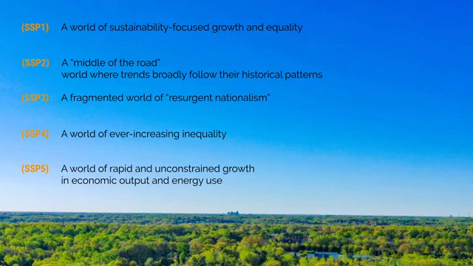The SSPs showed that it would be much easier to mitigate and adapt to climate change in some versions of the future than in others. They suggest, for example, that a future with resurgent nationalism and a fragmentation of the international order could make the well below 2 degrees Celsius Paris target impossible.